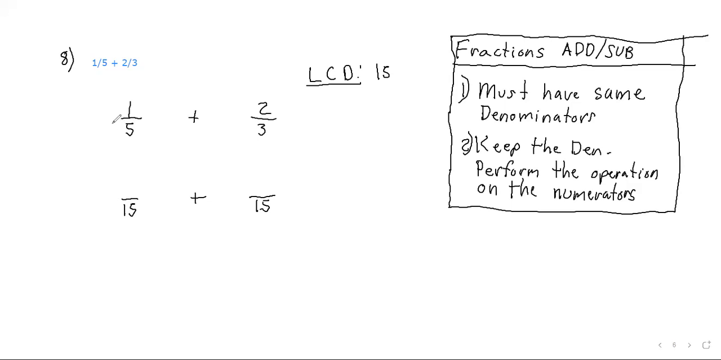So 5 times what gives us 15? 5 times 3. So we multiply 3 times 5, we get 15. And now we want an equivalent fraction, so we just multiply the top by the same number. 3 times 1 is 3.